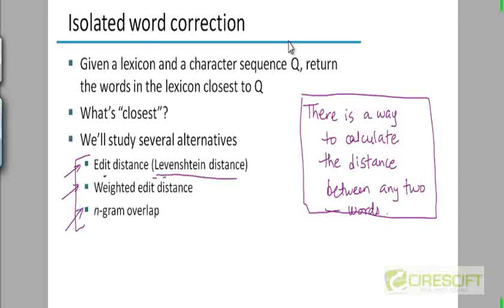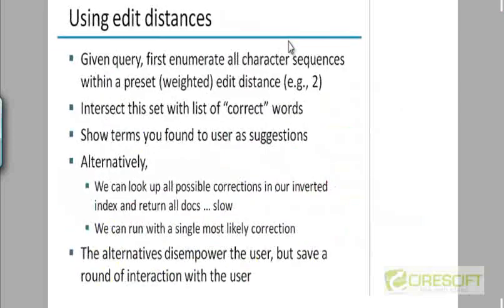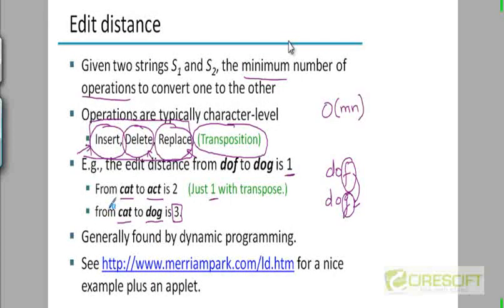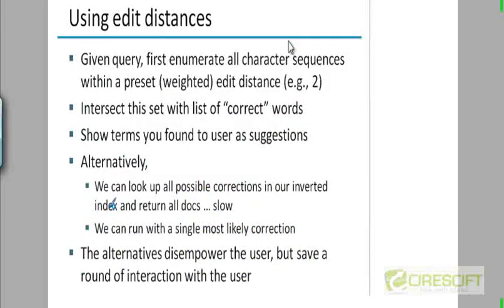So let's now look at something called an n-gram overlap, which is another way to measure how close a particular word is to another word. But before we look at that, just as a motivation to introduce the idea of an n-gram overlap, let's first try to work with the distance measure we've defined, which is the edit distance or the weighted edit distance, and see how we can do spelling correction using these distance measures.